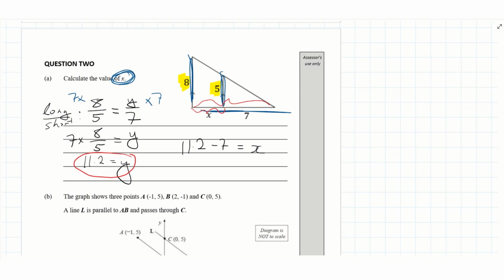What is 11.2 minus 7? I asked that question so I could stall and come up with it. It is 4.2, equals x. x is 4.2. There's our answer right there.